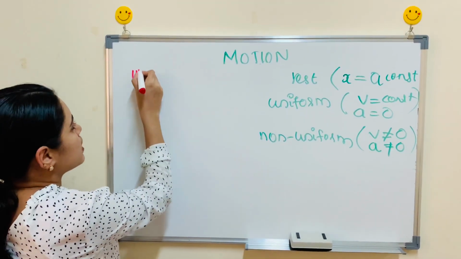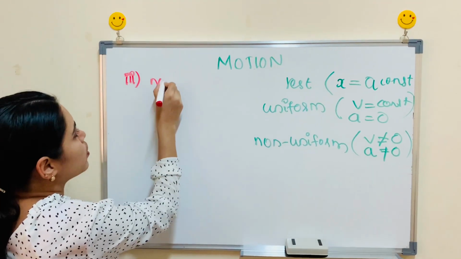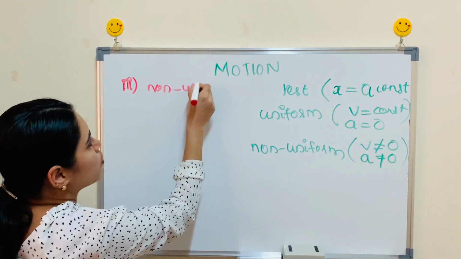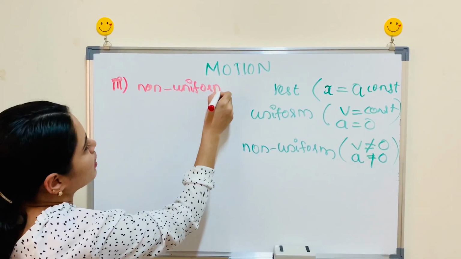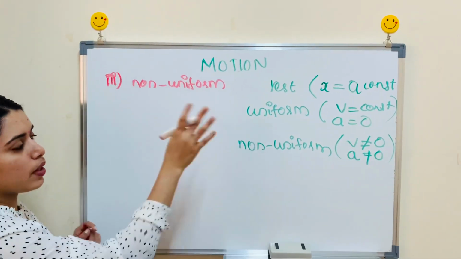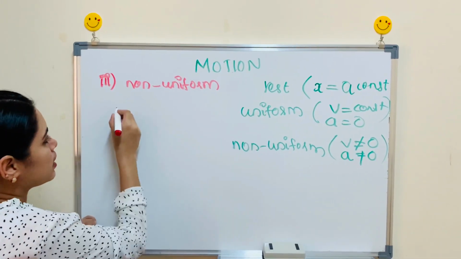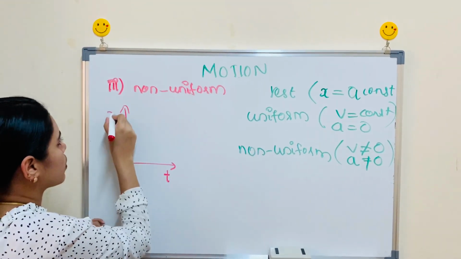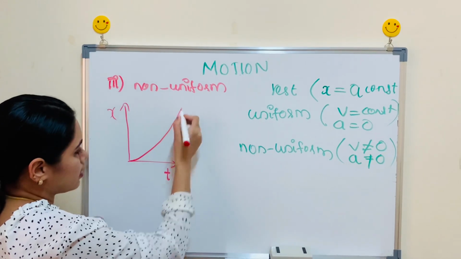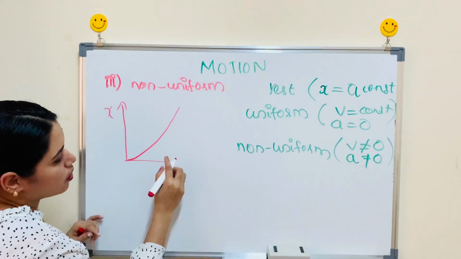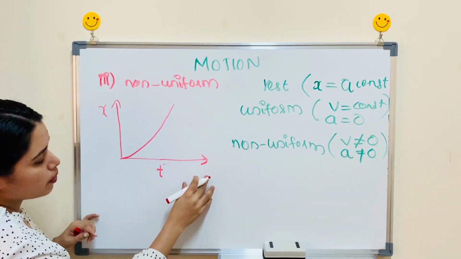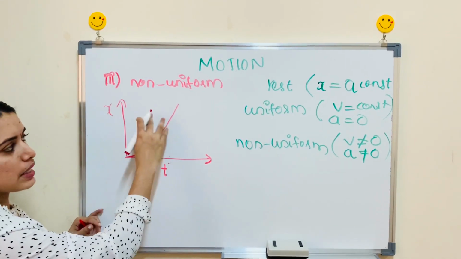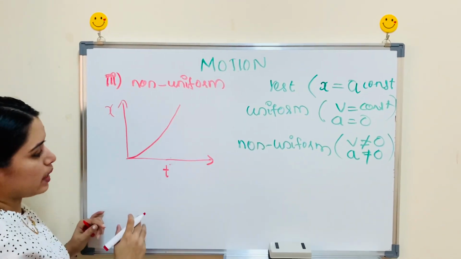The third one is non-uniform motion. Here the graph is entirely different from the other two. Here we can draw 3 position time graphs. First one, a graph like this. Here, according to the time, the position also increases, but it is not increasing uniformly.